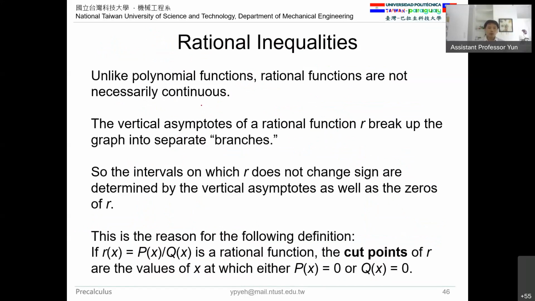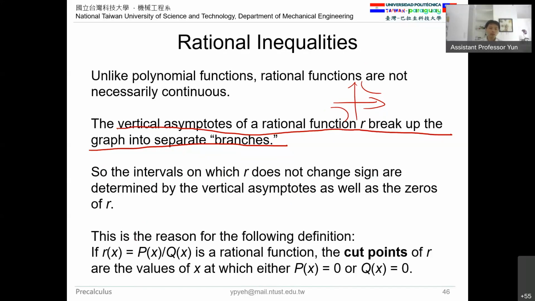Okay, but in the rational inequality, they have some discontinuous part, which is the vertical asymptote. So the vertical asymptotes of the rational functions break up the graph into separate branches here, which we see from these two graphs. So one is the right hand side, one is the left hand side, and the function, one is positive, one is negative here. So the intervals on which r does not change sign are determined by the vertical asymptotes as well as the zeros of r.